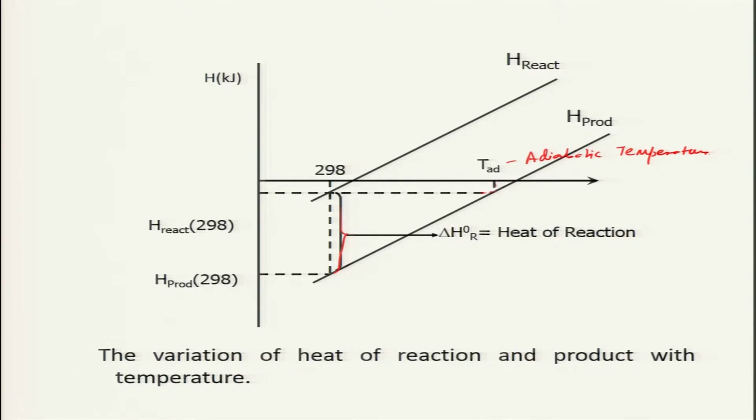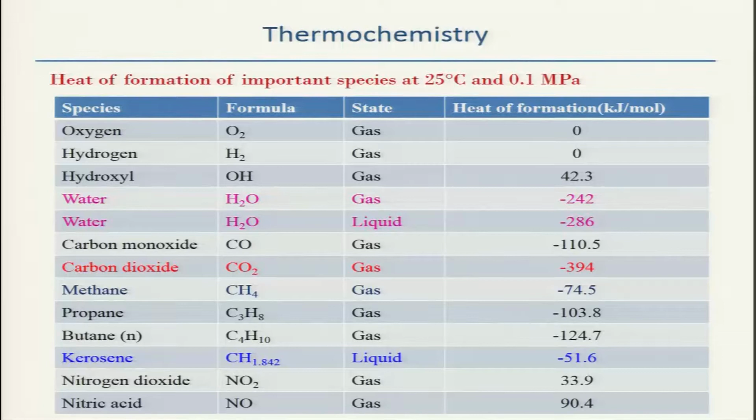So, this is being utilized for the heating of the combustion products, and that high temperature and pressure gas is expanded through a nozzle for getting the thrust. So, as I was telling, the heat of formation of certain important species I have shown here in this table, which is at 25 degrees Celsius and 0.1 megapascals.